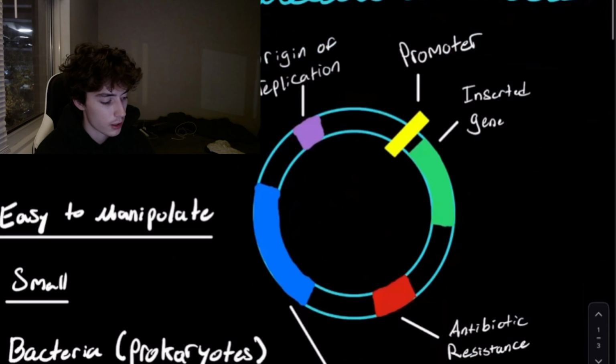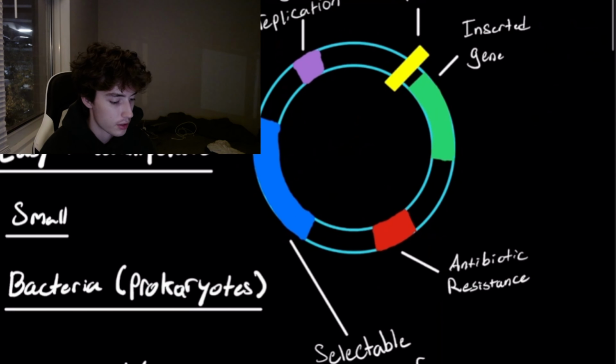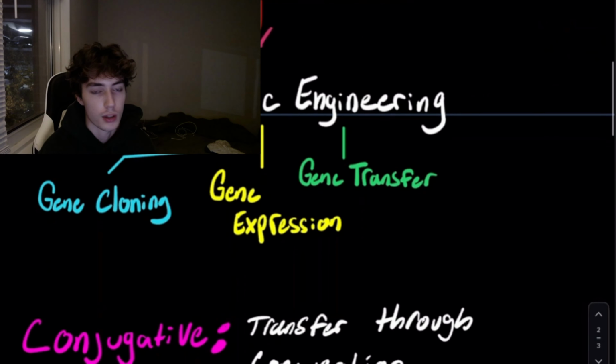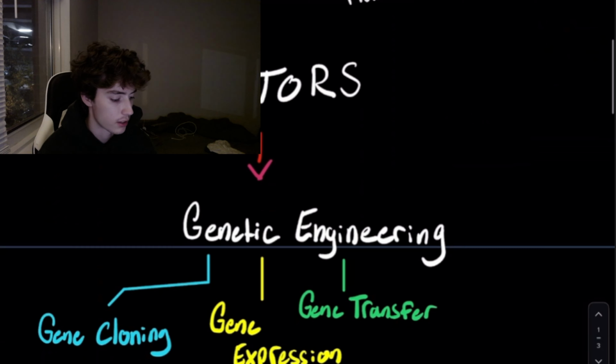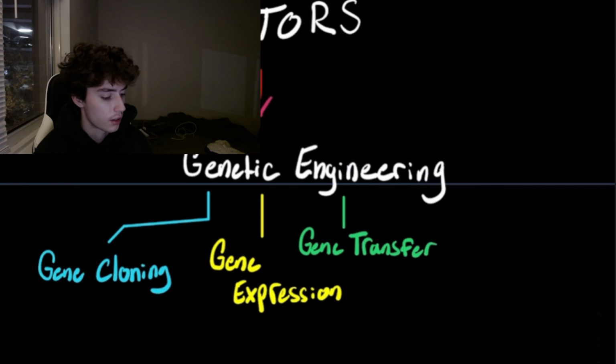So like I said earlier, plasmids are just naturally occurring circular pieces of DNA in prokaryotic cells. The reason we care about them though is so we can use them as vectors, and vectors are anything that we can use in genetic engineering, such as gene cloning, gene expression, and gene transfer.